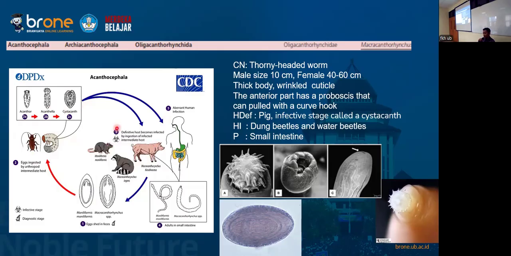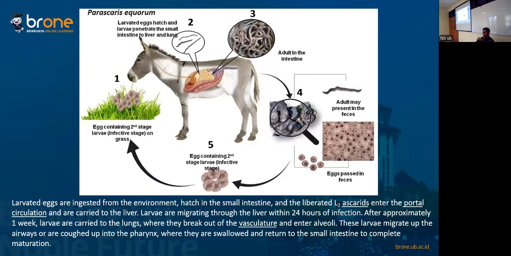So please take note about Cystacanth. The intermediate host is beetles. The predilection or the site of this worm is the small intestine. This one is the form of their egg, and this is the proboscis. Okay, that's all the worms in the pig, and we jump to the horses, nematodes in horses.